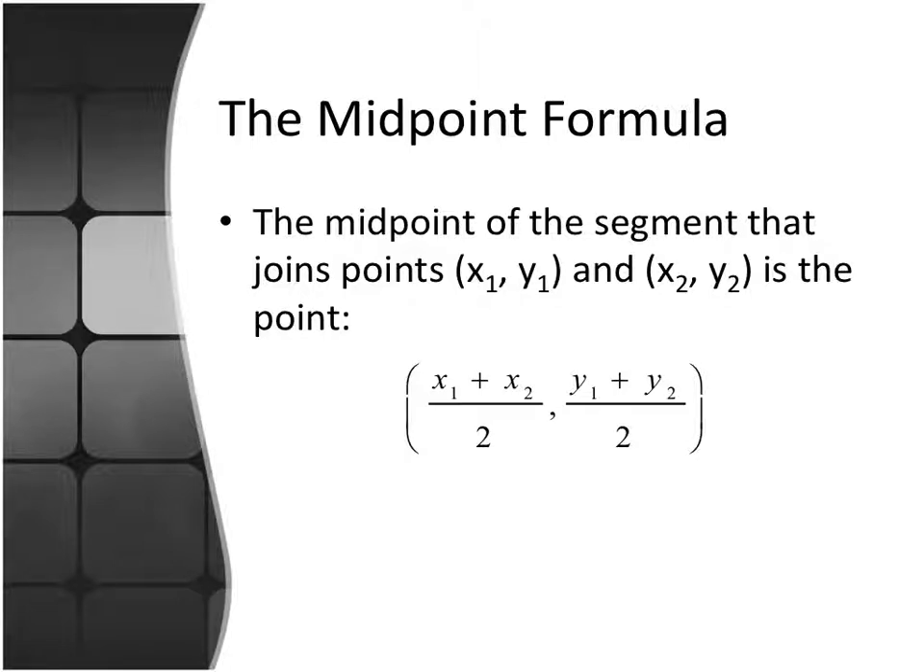So these are going to be two coordinates, or two ordered pairs, and I'm going to be plugging them into the formula. I will add the x's and divide by 2, and add the y's and divide by 2. My answer is going to be a coordinate: the x of the midpoint and the y of the midpoint. It's sort of like finding an average. So let's do an example of this given some coordinates.